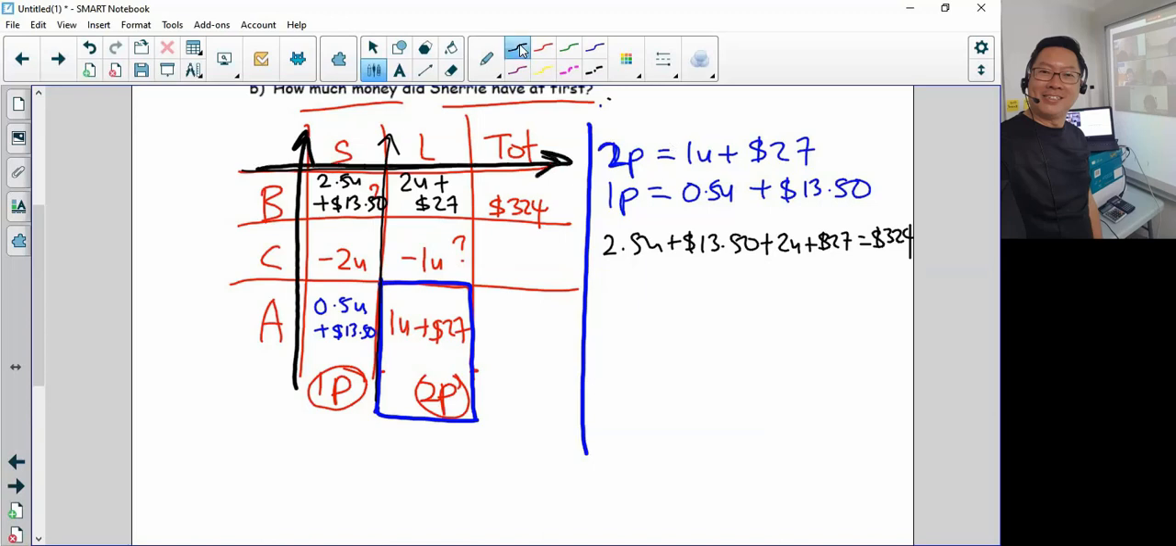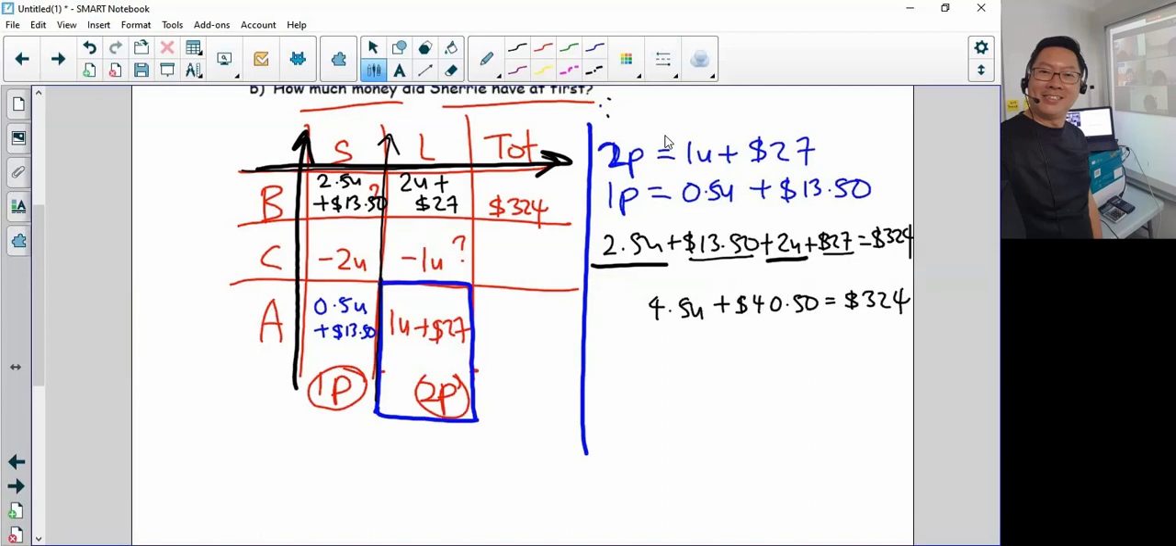The table can flow like a river, right? Left to right, flow backwards, flow downwards. That's how the table flows. Once you understand that, it helps you to write out the statements. What's the next step after you have written the statement? You look at your statement and you add the units. So 2.5 units plus 2 units, what do you get? You will get 4.5 units. Then $13.50 plus $27, what do you get? You will get $40.50. So you do the next step carefully. And the total is $324.